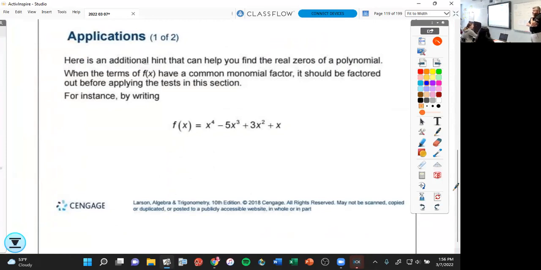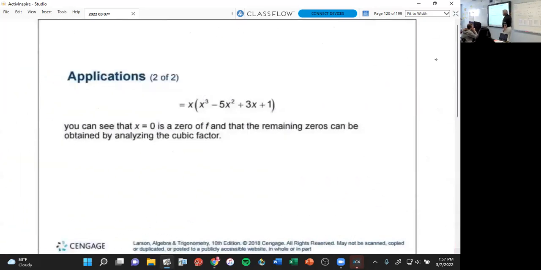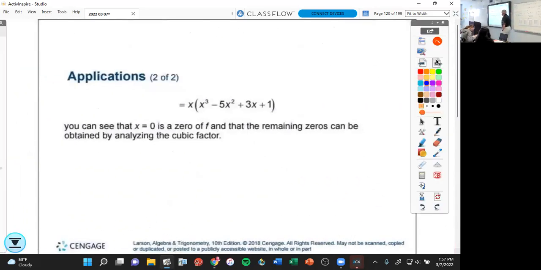So can I factor this? What's the first step you always do in factoring? Greatest common factor. Does this one have a common factor? The greatest common factor is x, right? So before you start trying to simplify it further with synthetic division or whatever, first factor out that x. And this is what it would look like: x times x cubed minus 5x squared plus 3x plus 1.